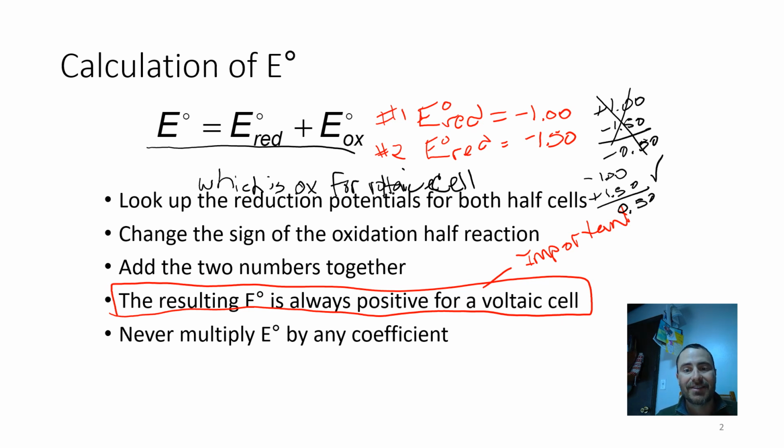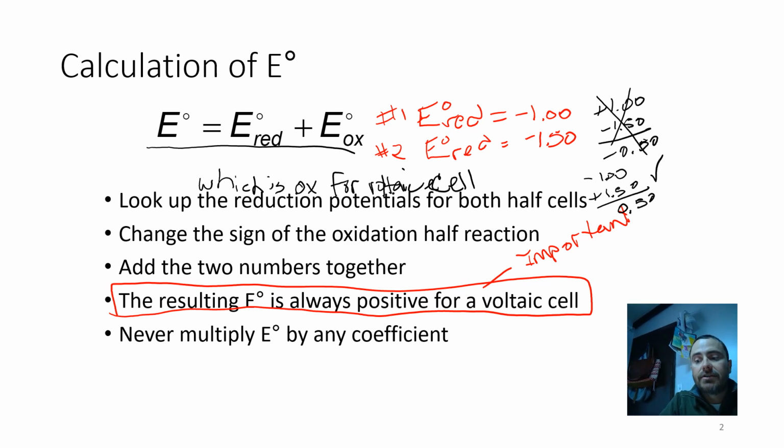Another thing that tells us, without us even thinking about it, remember, voltaic cells are always spontaneous reactions. So spontaneous reactions, by definition, must always have a positive standard voltage. That's a good way to know: spontaneous reactions have to have a negative delta G, and they also have to have a positive E naught. All right, the last bullet point says never multiply our voltage by any coefficient.